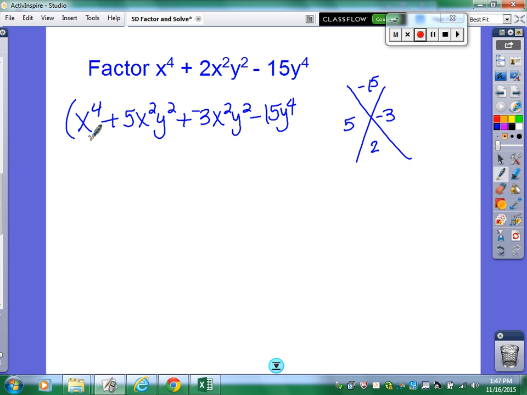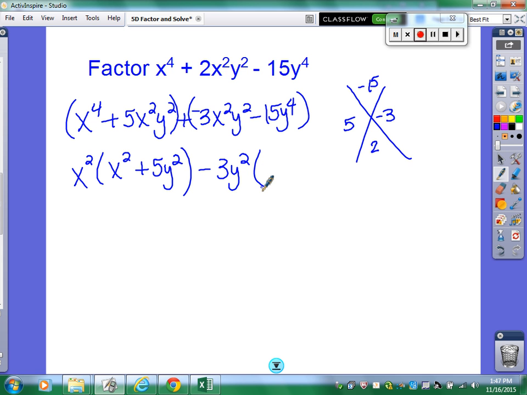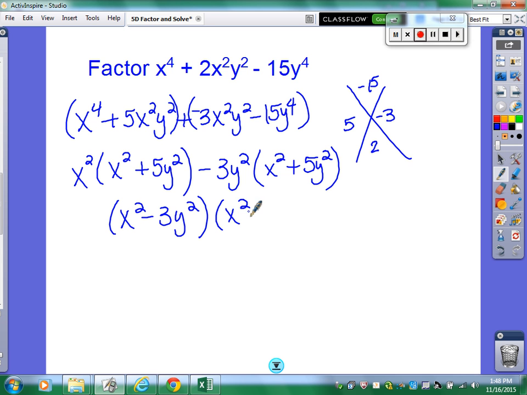Alright, let's group the first 2 and group the second 2. GCF, what do I got? An x squared. So I'm left with x squared plus 5y squared. Here I'm going to pull out a negative 3y squared. So that leaves me with x squared plus 5y squared. Remember, these have to be the same in order to be correct. So my first factor is x squared minus 3y squared, and then x squared plus 5y squared.